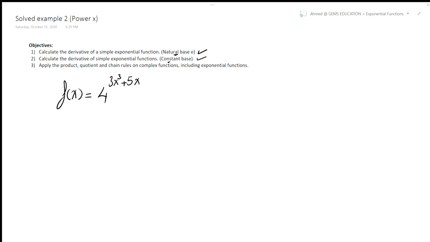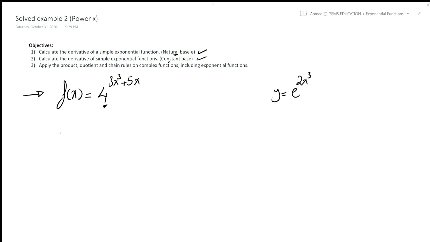Over here, you'll find that f of x is equal to 4 to the power of 3x cubed plus 5x. So what's the difference between this one and the previous example? In the previous example, we had e to the power of something, whatever that might be. But in the example we're working on right now, the base of this exponential function is a constant, it's 4. So how do we derive those?